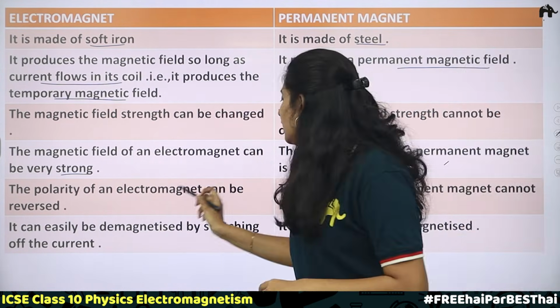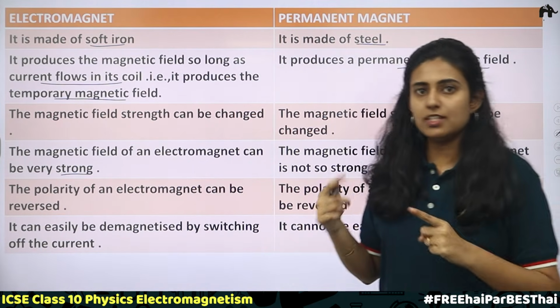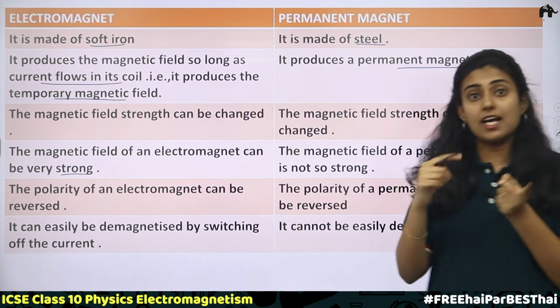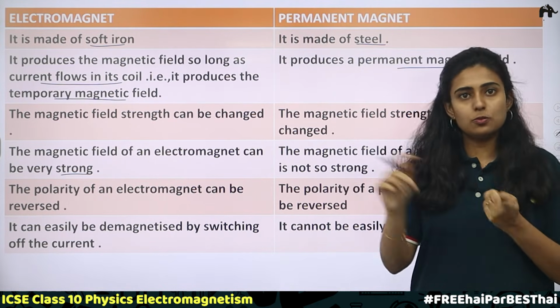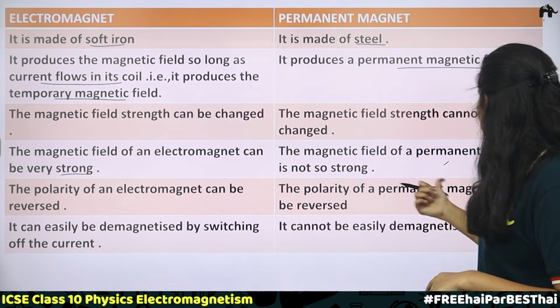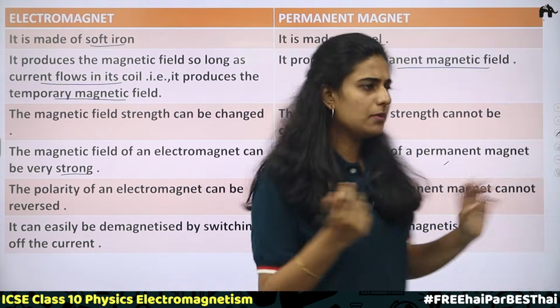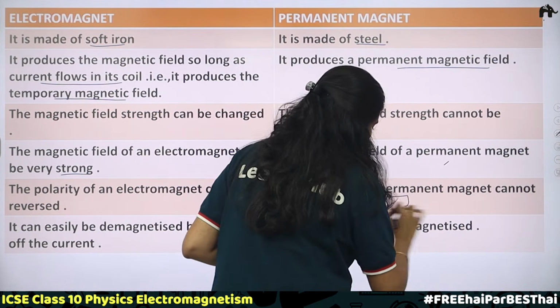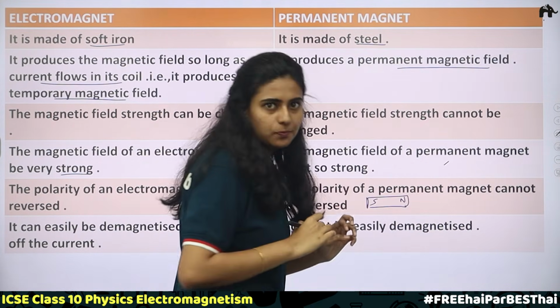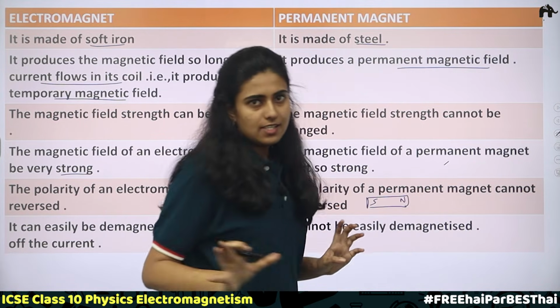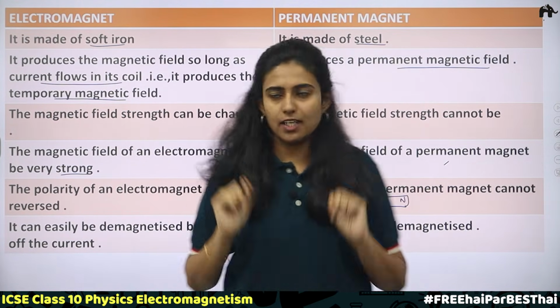Next, the polarity of an electromagnet can be reversed. How to reverse? When the battery is reversed, the current flow is reversed, and the north and south poles will get exchanged. The polarity of a permanent magnet cannot be reversed. The best example of a permanent magnet is a simple bar magnet. It will have a north and south pole, and it will always remain the same. Polarity cannot be changed.